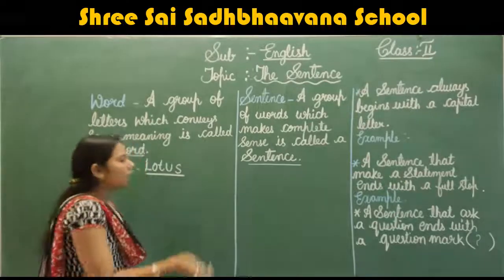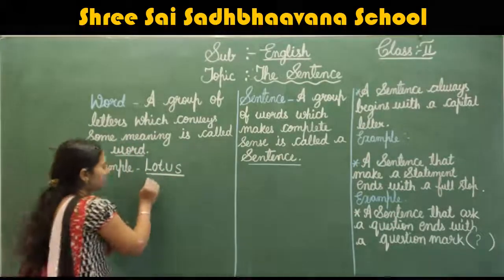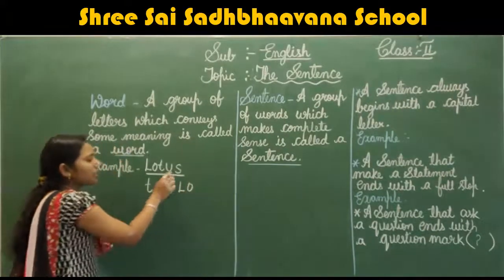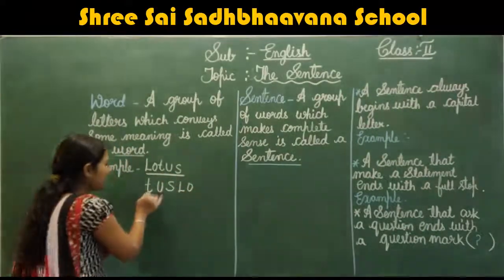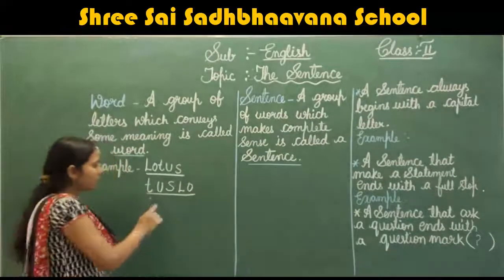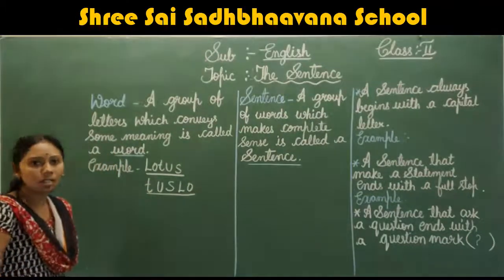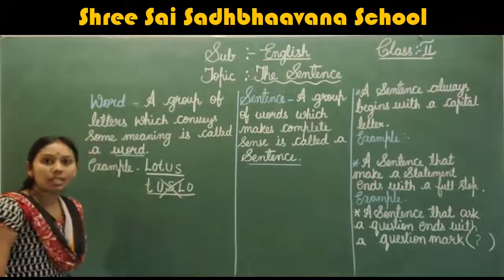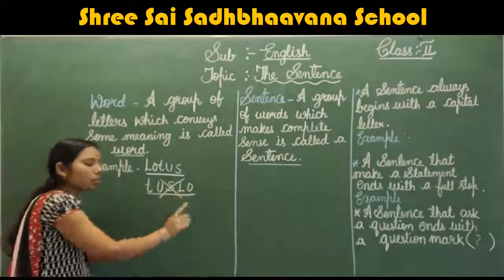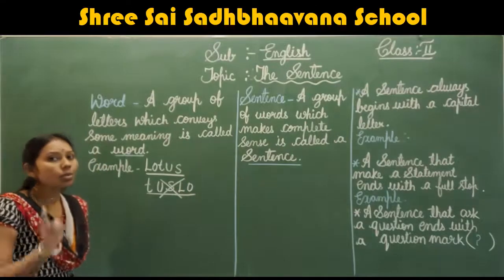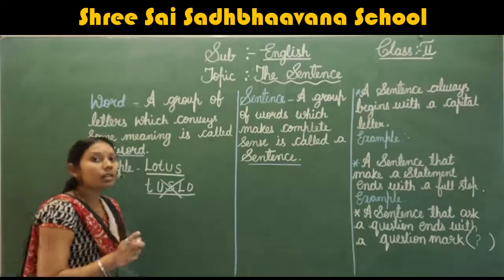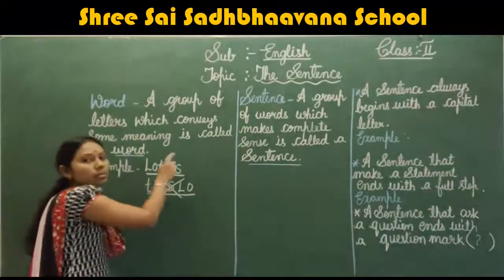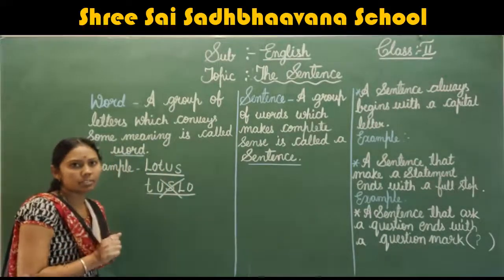If I jumble these letters like this, T-U-S-L-U, is there any meaning in this? Is there any sense in this word? No. That means this is not a word. So, a word is a meaningful combination of letters. There should be a meaning for that word.